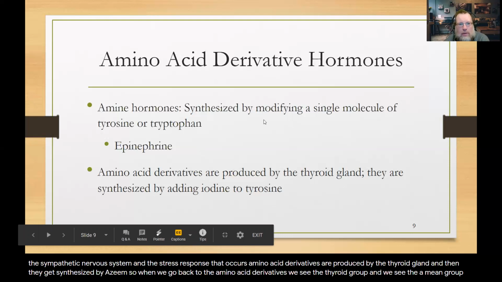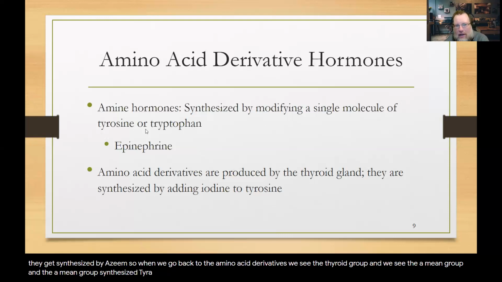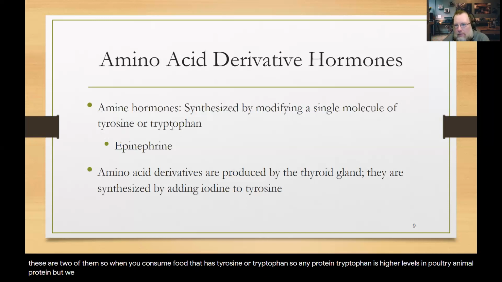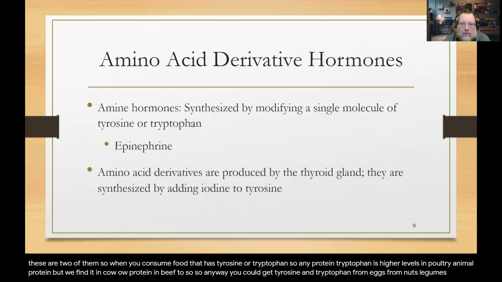The amine group synthesizes tyrosine or tryptophan. These are two specific types of amino acids. We have 20 different amino acids, and these are two of them. So when you consume food that has tyrosine or tryptophan, so any protein, tryptophan is in higher levels in poultry, animal protein, but we find it in cow protein, in beef too. So anyway, you could get tyrosine and tryptophan from eggs, from nuts, legumes, and any other types of proteins.